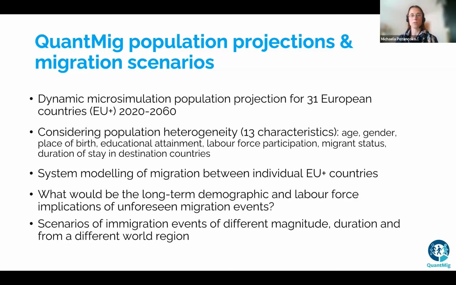So the relevance, of course, is the great interest in the impacts of long-term demographic change and population aging on future labor force. And we benchmark this on the baseline scenario, which is the standard, usual, business as usual trend projection scenario. What would happen if some unforeseen or unforeseeable, I would say, migration events happen?